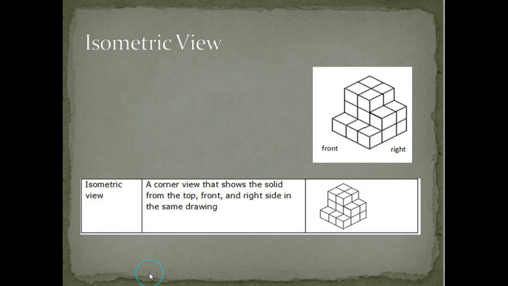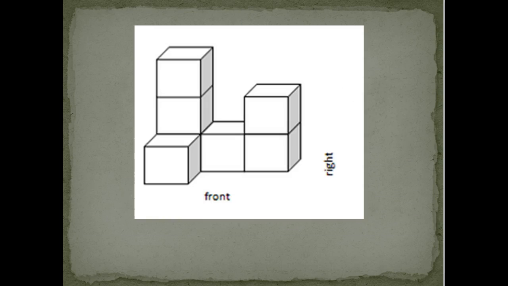Okay, the isometric view, it's a corner view. It shows the solid from the top, the front, and the right side in the same drawing. So it gives us that multiple view. Okay, so this is another isometric view. It shows us the front, the right, and we can see the top. We could draw a base plan from it.